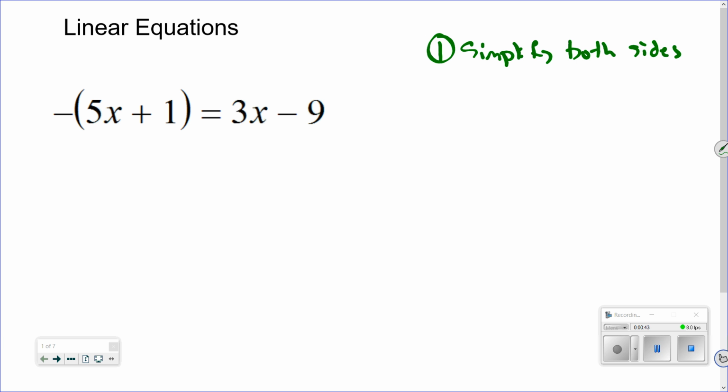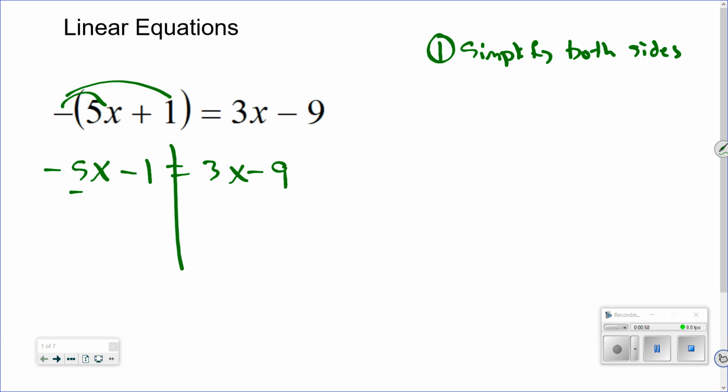So on this one, we could times through by that negative. So times through by that negative would be negative 5x minus 1 equals 3x minus 9. If they were like terms, we could combine them, anything we could do. But all I'm looking at is, look at this side of the equation, look at that side of the equation, simplify anything you can. I think that's it for this one.